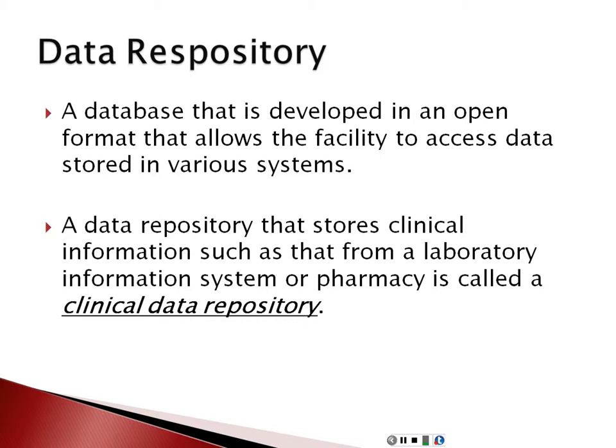Now, to say that in plain English, there are a lot of different health information systems, meaning the lab may have a particular health information system, so a lab information system. You have radiology may have a different system. The pharmacy has a different system. They're all health information systems, but they have different data being entered. They have different functions and different purposes.